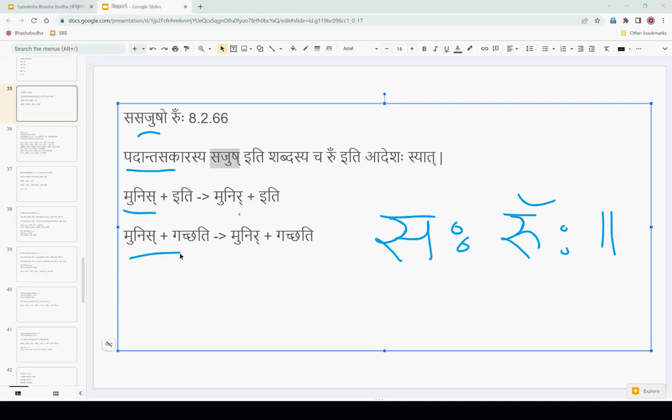Only if there is something to be said about padanta sakarasya, the sa-ruhu sutra was enough. Okay, this was enough; there was no need to add this sajush. But Panini added sajush because in the case of sajush also, padante refasya adesha bhavati. Sajur iti bhavati. This sajush means mitram, or a friend, or there are other meanings also.